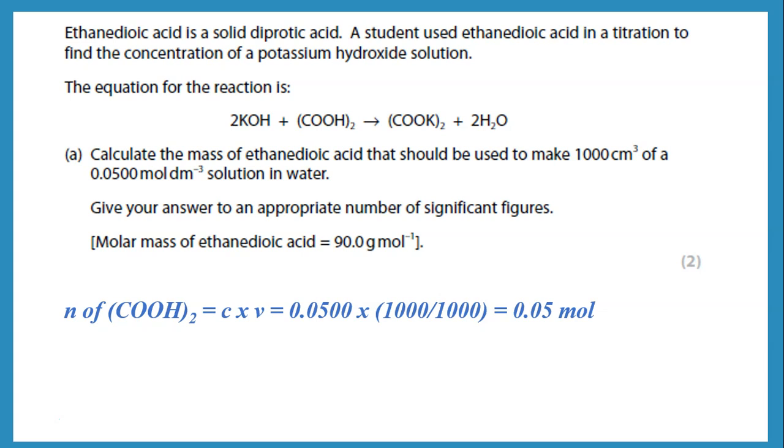Then I need to calculate the mass. How do we get mass? Number of moles times Mr. So that number of moles we got times the Mr of the compound, which is already given. Please check to see, sometimes we are given the molar mass so that you don't need to sit down and calculate it. So that gives me a mass of 4.5 grams.